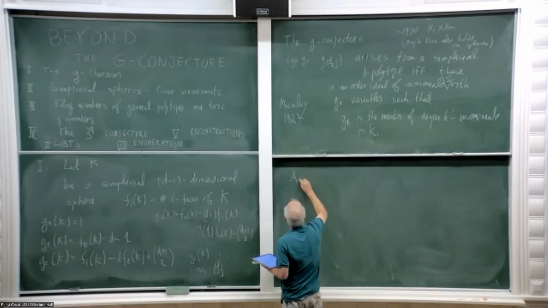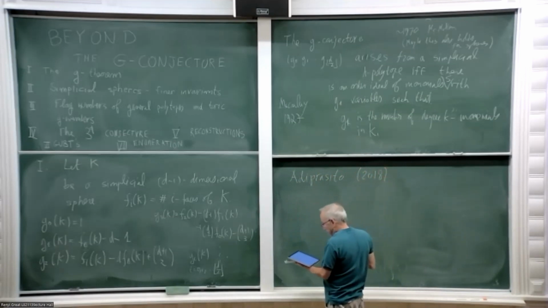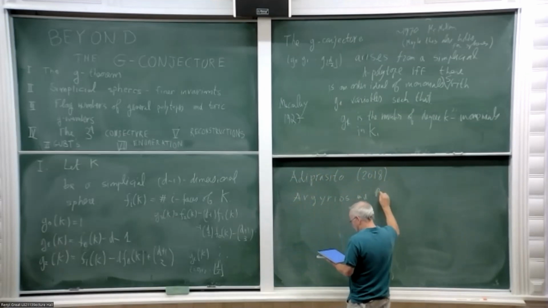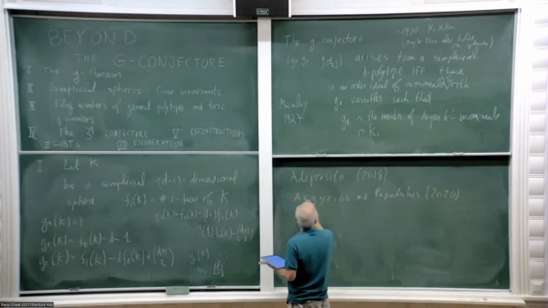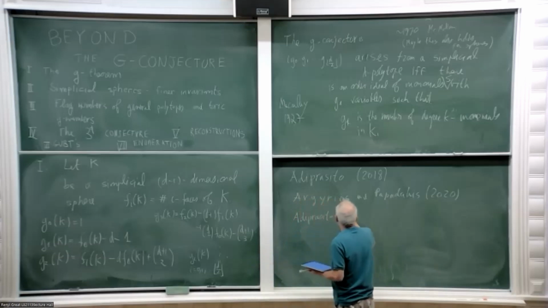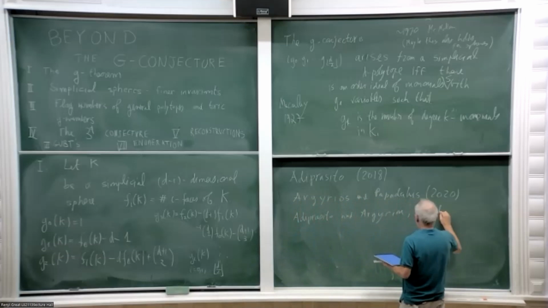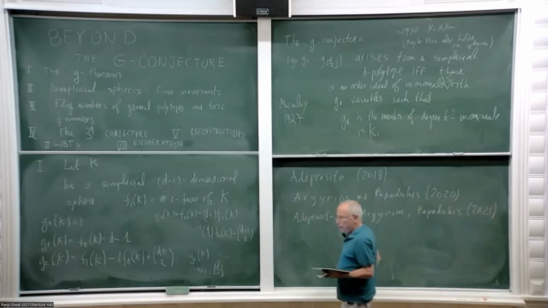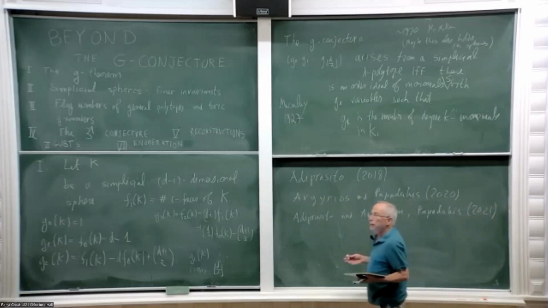So starting with a paper by Adiprasito in 2018, and then a paper by Ricardo Girio and Papadakis, I think in 2020, and a paper by Adiprasito and Girio and Papadakis shortly afterwards. So these 3 papers presented a proof of the g-conjecture for triangulated spheres.